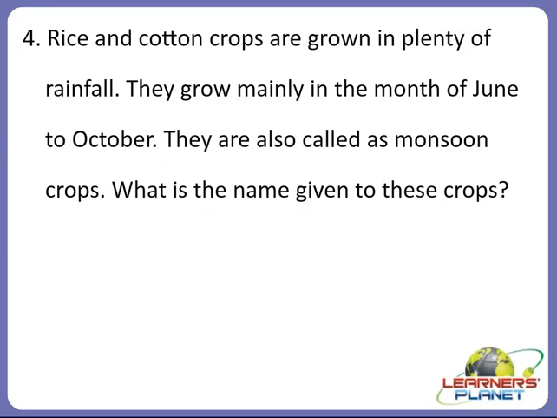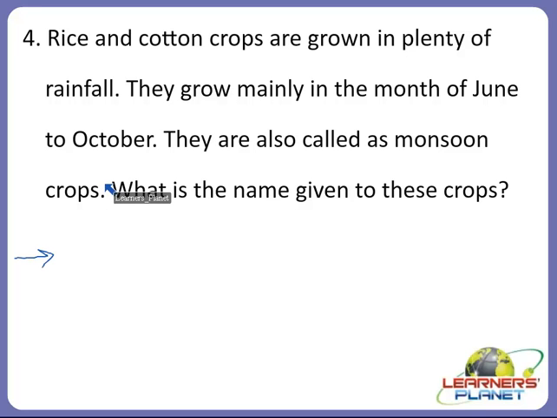Yes children, this is a very simple, straightforward question. Rice and cotton crops need plenty of water to grow. Alright, and they mainly grow in the months of June to October, that is in the monsoon, right? June to October means monsoon can occur in these months only, and that is why they are termed monsoon crops, because they grow in the rainy season.